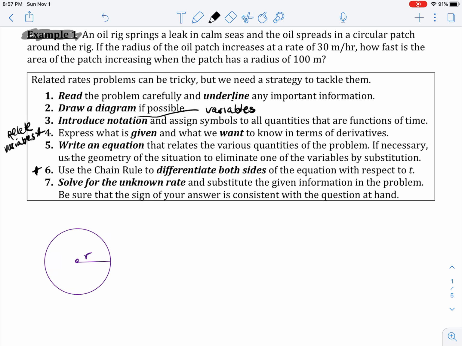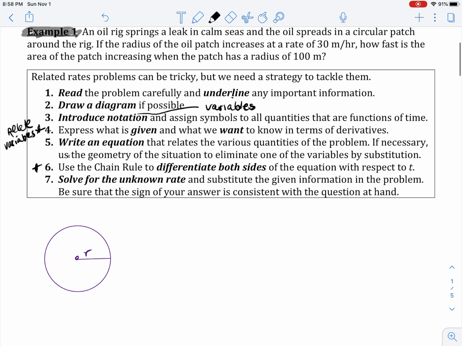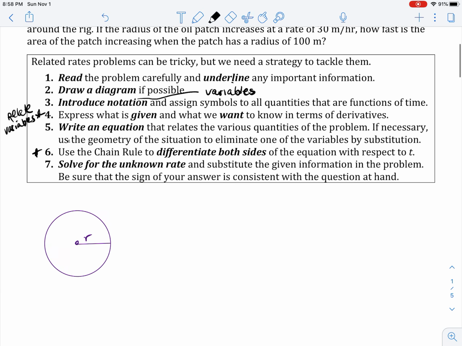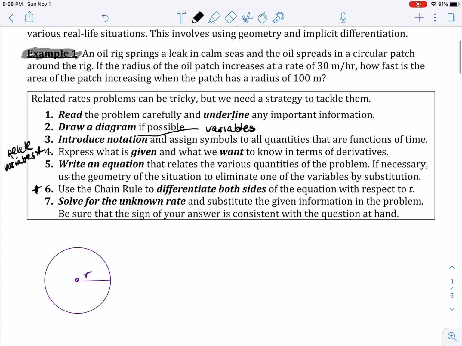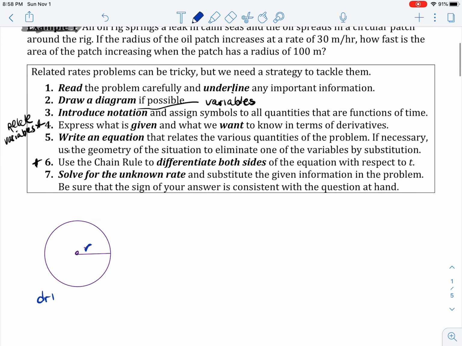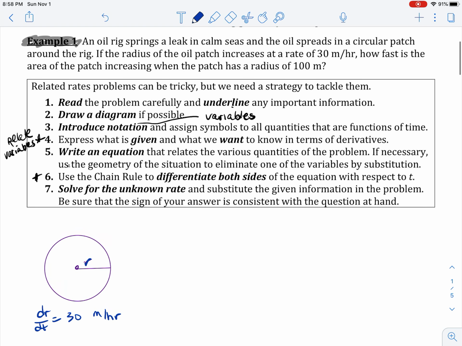All right, so I've got this circle because it says an oil rig springs a leak in calm seas and the oil spreads in a circular patch. So I've got a circle, and it also deals with a radius of the oil patch. And it says that the radius of the oil patch increases at a rate of 30 miles per hour. So if I call the radius r, then I can say that dr/dt is equal to 30, right? And is that miles per hour, or meters per hour?